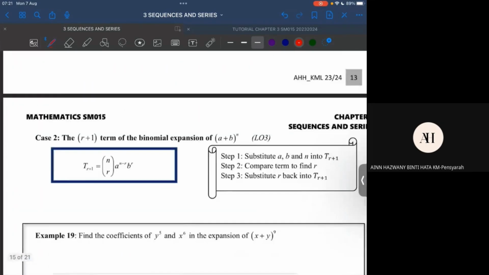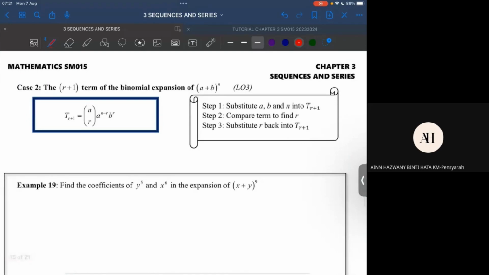So sekarang kita masih lagi dekat case n positive integer, tetapi dekat sini kita nak cari term. Okay, the r plus 1 term. So bila kita guna case 2 ni, whenever the question said, contoh soalan dekat sini ialah, ini kita sebut n term. Bila kita nak guna ialah nombor 1 bila soalan suruh find coefficient. Okay, keyword dia ialah find coefficient.